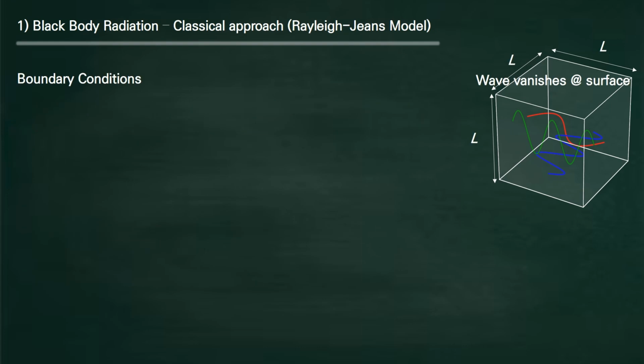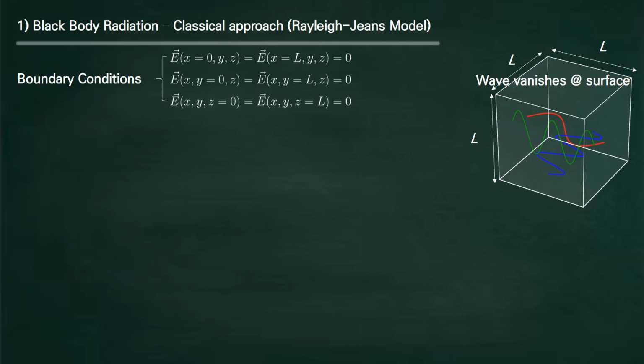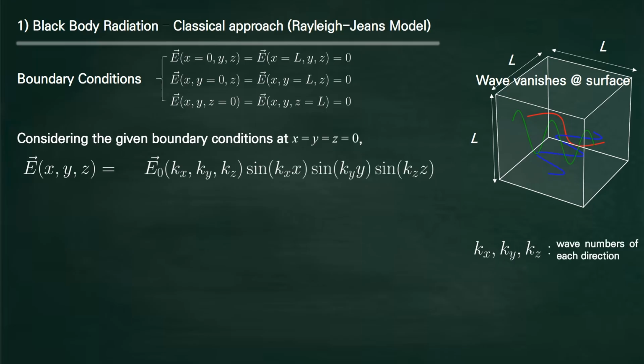Let's examine the mathematics behind standing waves. The given boundary conditions specify that the electric field vanishes at the boundaries. For instance, at x equals 0 and x equals L, the electric field should be 0. The same logic applies to the y and z directions accordingly. Considering that the electric field is 0 at the 0 position, it must be represented by sine functions. Here, kx, ky, kz represent wave numbers of x, y, z directions.